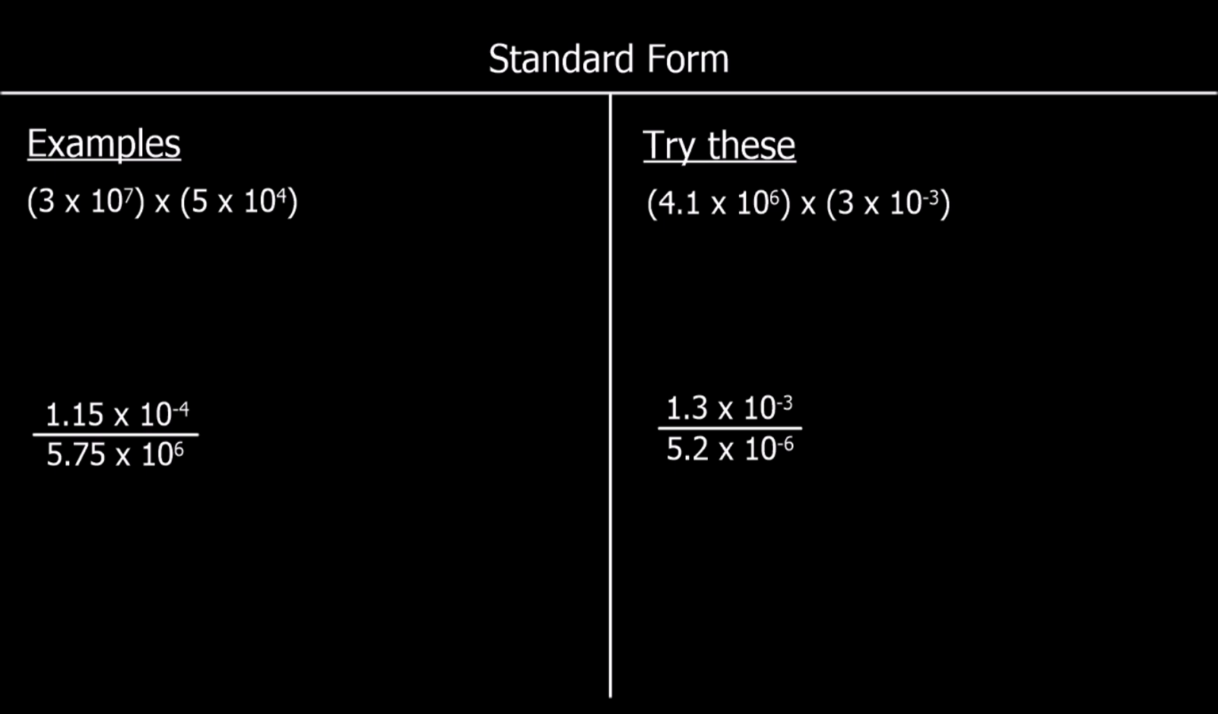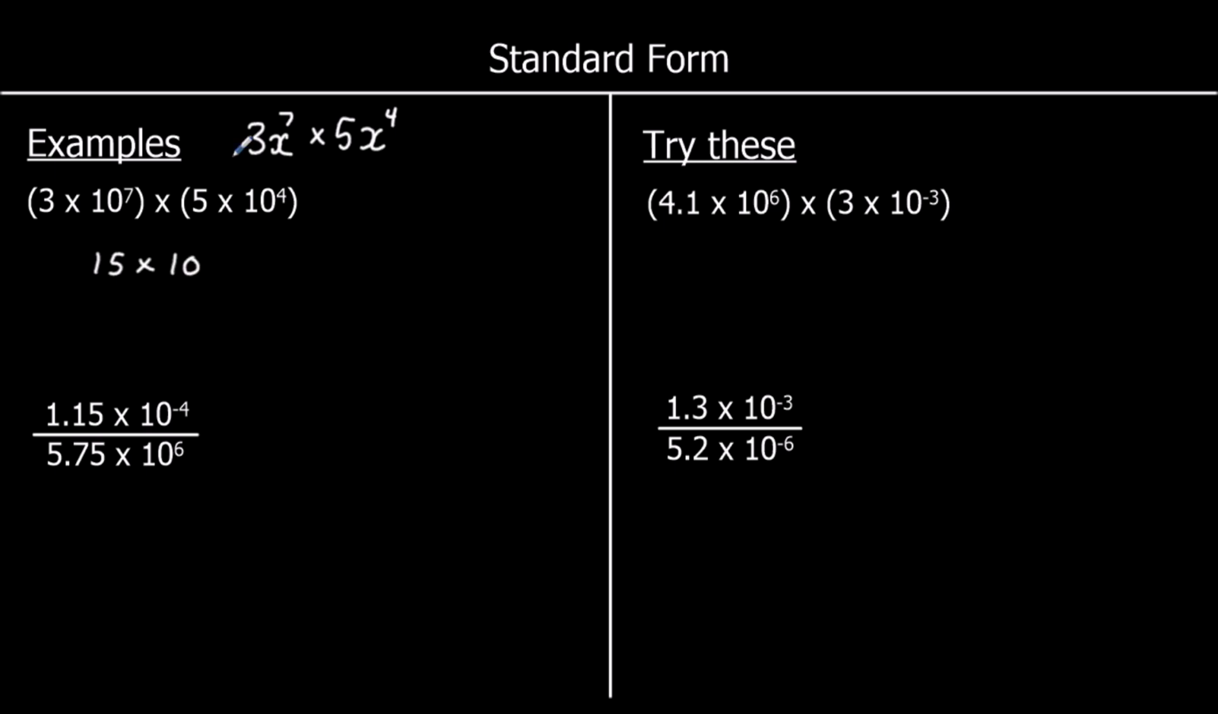So now we're going to look at multiplying and dividing standard form. So when we multiply standard form, we can multiply the numbers and multiply the powers separately. It's like having 3x to the power of 7 times 5x to the power of 4. So if we multiply the numbers, 3 times 5, 3 times 5 is 15.